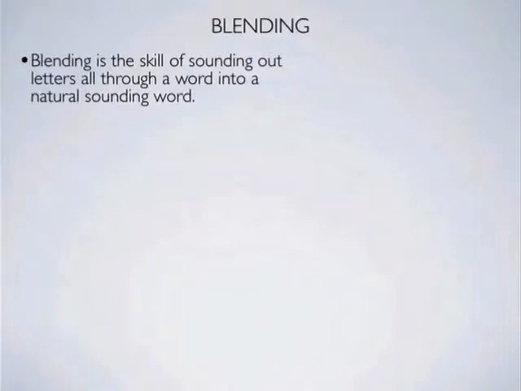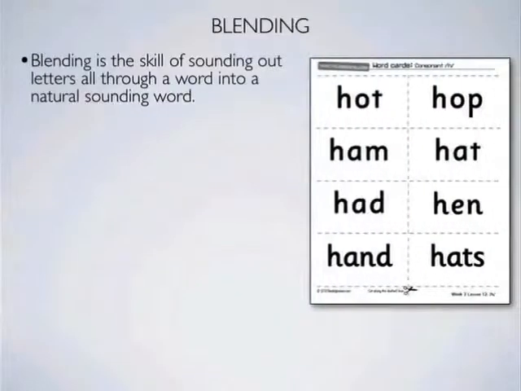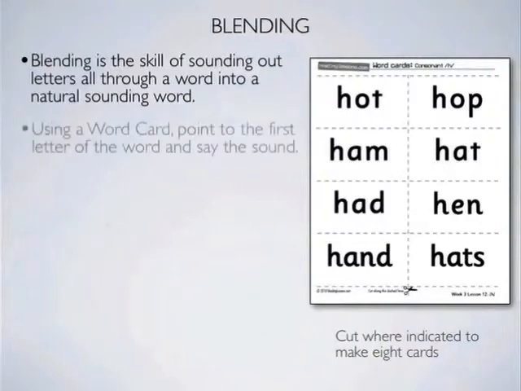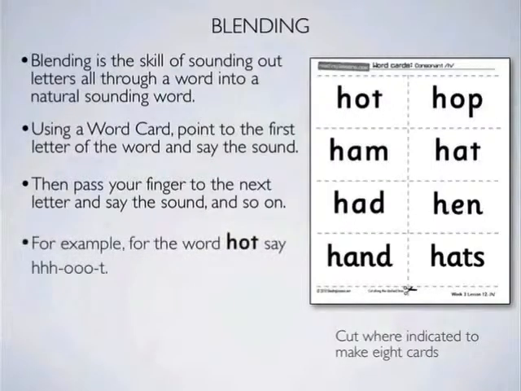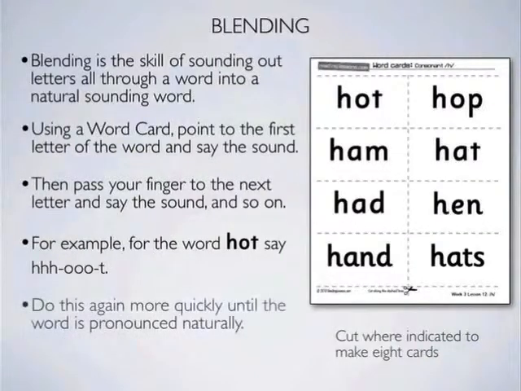Now we'll move on to blending. Blending is the skill of sounding out letters all through a word into a natural sounding word. Using a word card, point to the first letter of the word and say the sound. Then pass your finger to the next letter and say the sound, and so on. For example, for the word hot, say h, o, t. Do this again more quickly until the word is pronounced naturally.